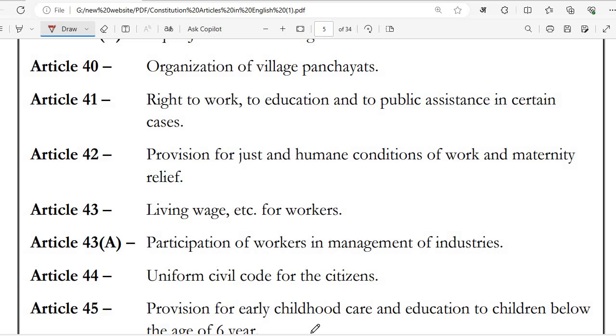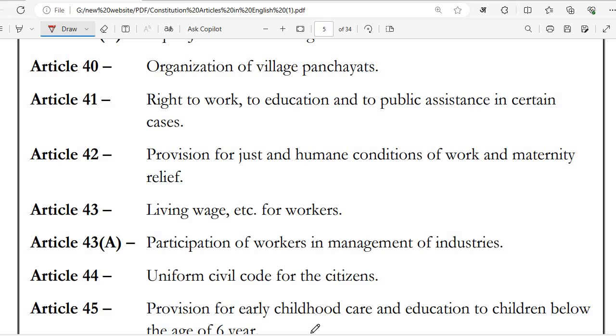Article 42, provision for just and humane conditions at the workplace and maternity leave. This is applicable. Article 43, living wage for the workers and establishment of cottage industries. States have been directed to establish cottage industries because these are small scale industries that provide jobs for the entire family. And Article 43A, added in 1976 by the 42nd Amendment by the Indira Gandhi government, provides for participation of workers in the management of industries. Now, the workers are included as shareholders.